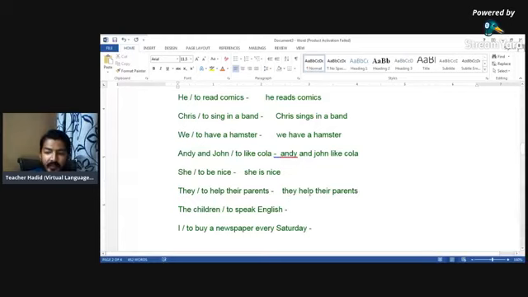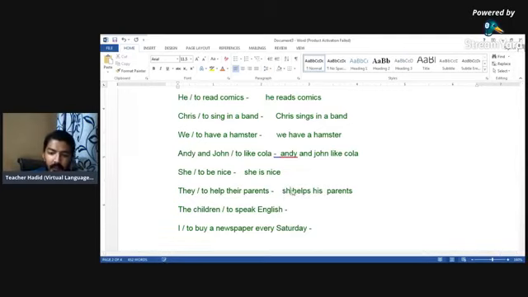Here, if I say they helps their parents, it will be wrong because we use s or es to talk about third person singular. If it is he, he helps, then, oh sorry, he helps his parents, acceptable.